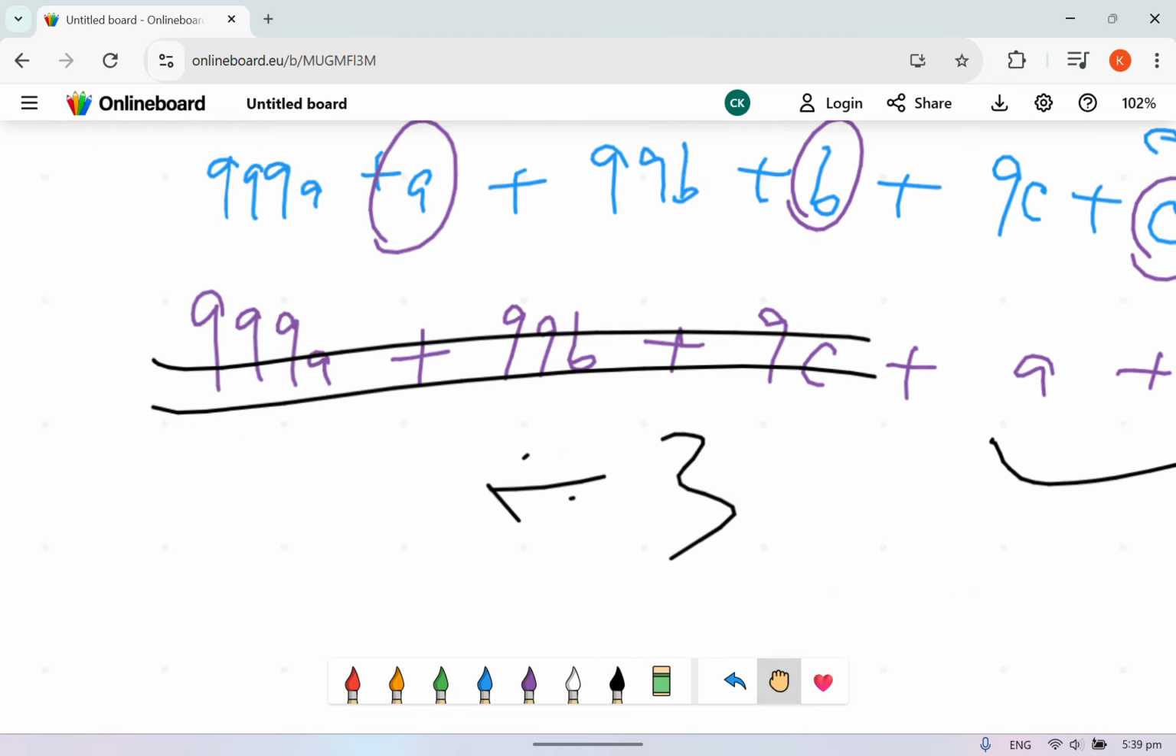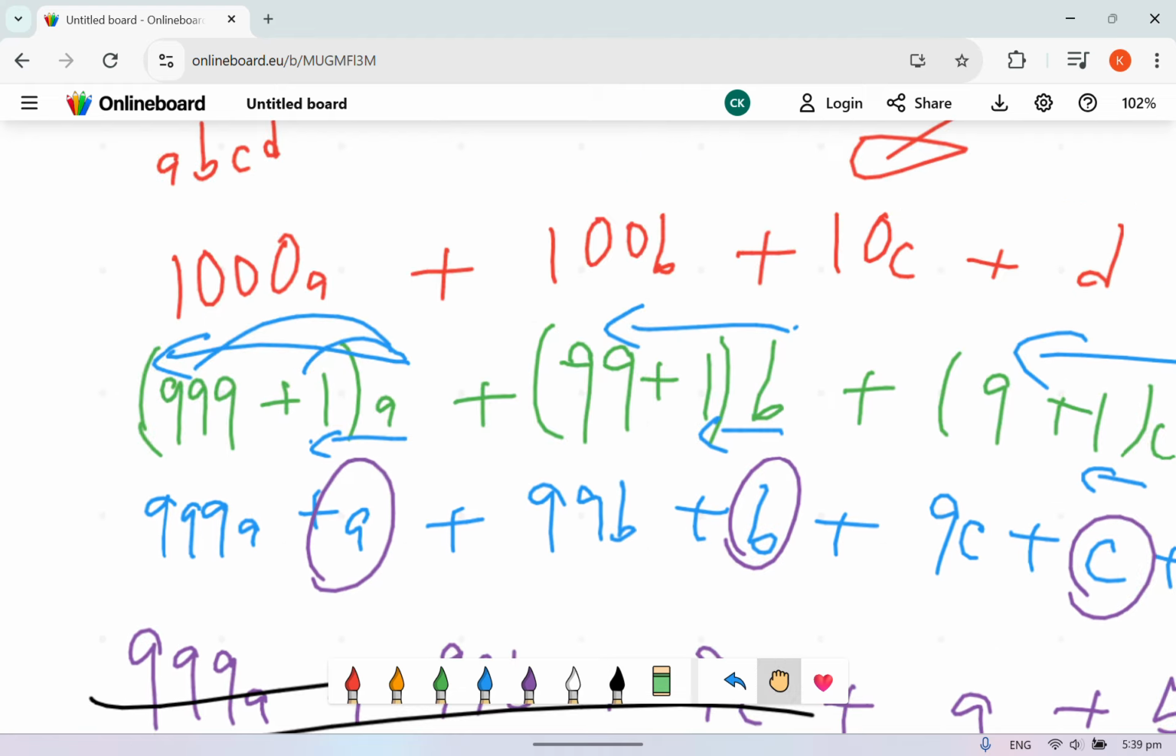But you notice something. 999, 99, and 9. They are all also divisible by something else. Which is what? 9. So divisibility test for 9 is super similar to divisibility test for 3. The digits add up to a value that is divisible by 9.